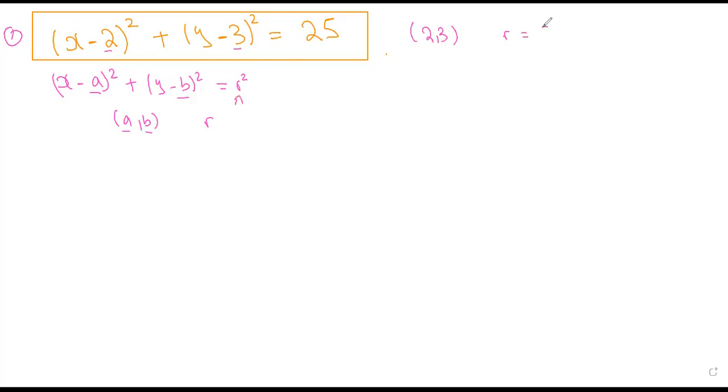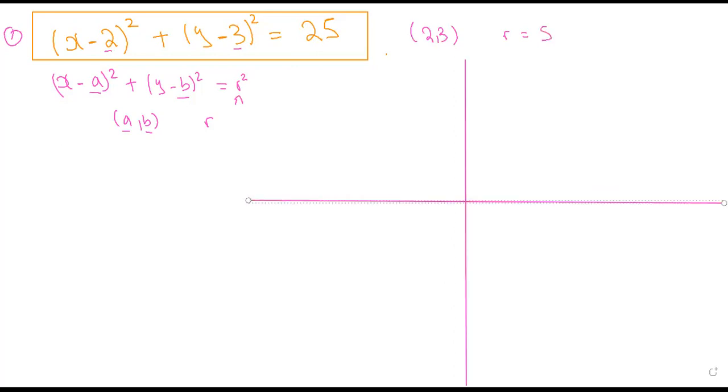Okay, no problem. So let's draw the y-axis and the x-axis. These are the two axes. This is y and this is x. And I know this would be my center. So let's say this is 2, this is 3. So this should be the center. What else do I know? That the radius is 5. So I will make a circle first and then talk about the other stuff.